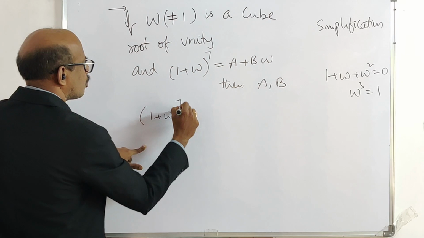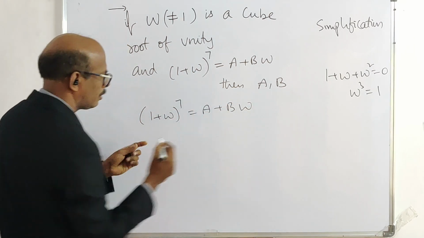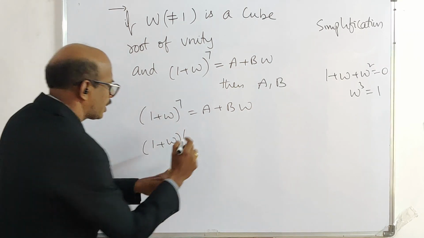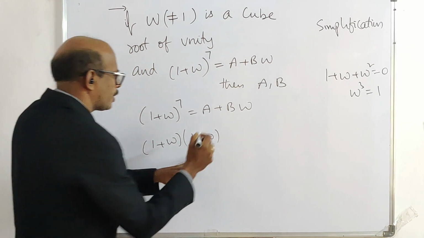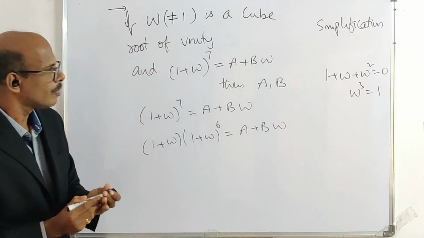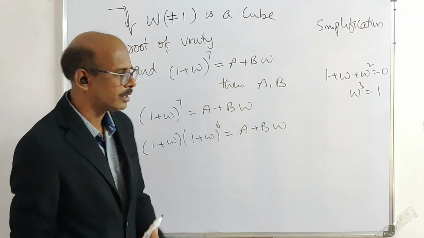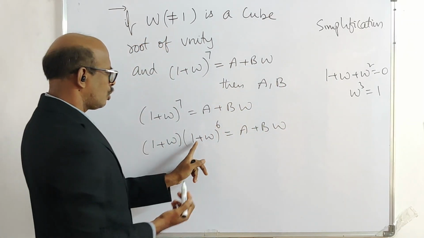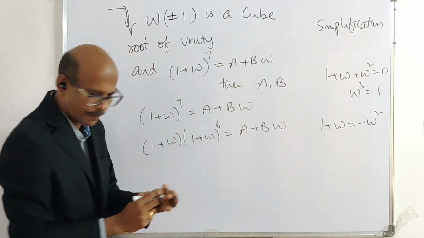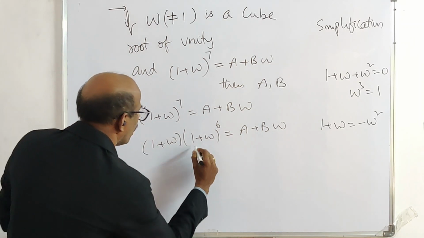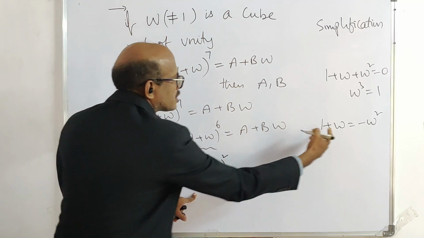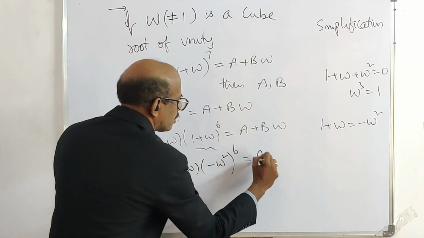Here 1 plus omega power 7 is equal to a plus b omega. My way is to split 1 plus omega power 7 as 1 plus omega multiplied by 1 plus omega whole power 6. I think you understood. By knowing the result 1 plus omega plus omega square is 0, 1 plus omega becomes minus omega square. Now I use that in place of the second bracket, keeping the first 1 plus omega as it is. I think you understood.